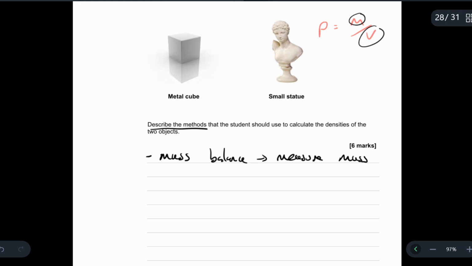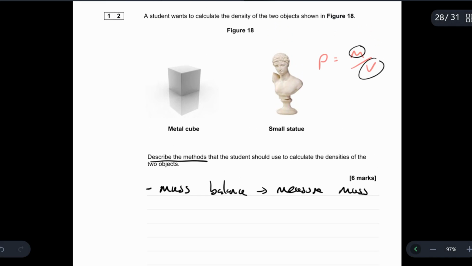We're going to measure the mass of both of these. Now, for the metal cube, we want to find the volume, right? It's quite easy to find the volume of a cube. The volume of a cube essentially is just you multiply the three lengths together, so the height times the width times the depth.